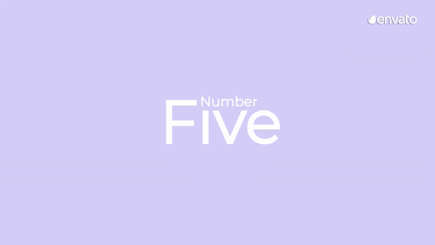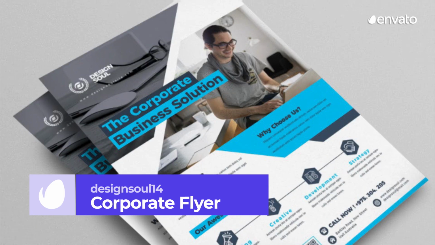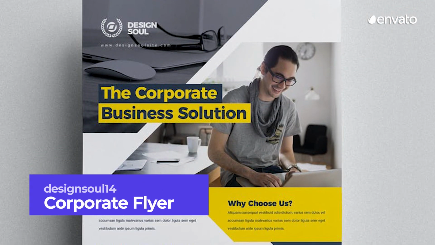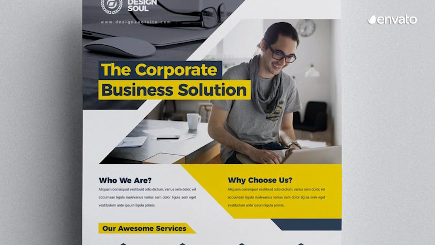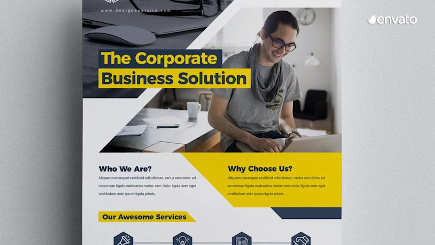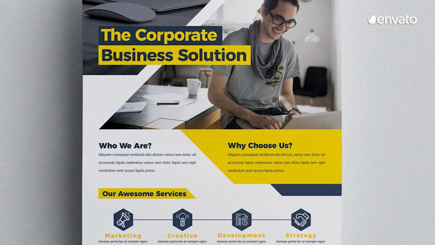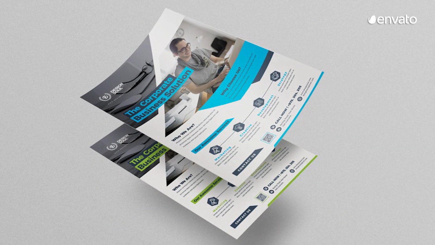Number 5. Showcase the strength of your business with this template by Design Soul 14. It's a fully layered Photoshop file with placeholders for logos, hero images, and sections broken up smartly into what your business offers. You'll be able to easily break down what you're offering, who you are, and how to contact your office. Change the colors as you like, and get ready to print.